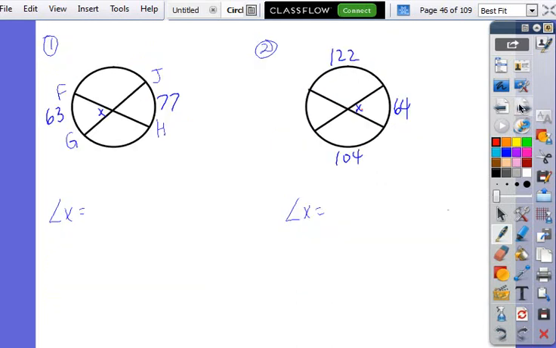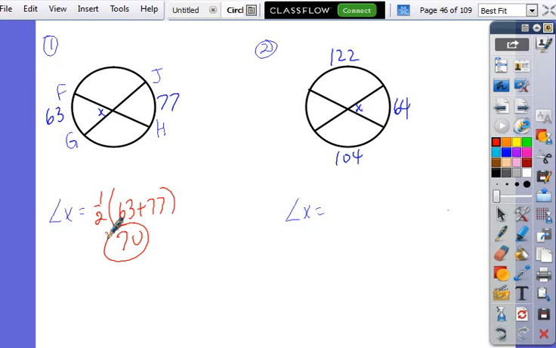All right, the rule says it's going to be half of the arc that it makes plus the vertical one across. So in this case, half of 63 plus the 77. Type that in, get 70.